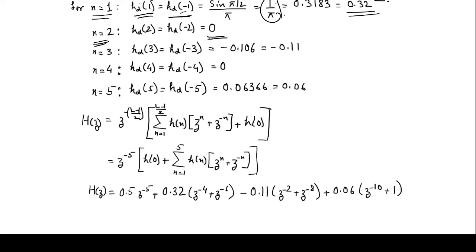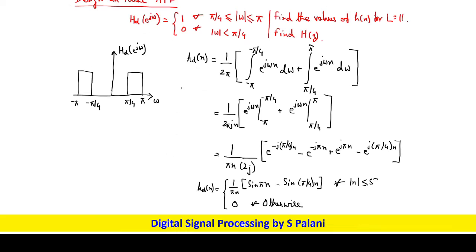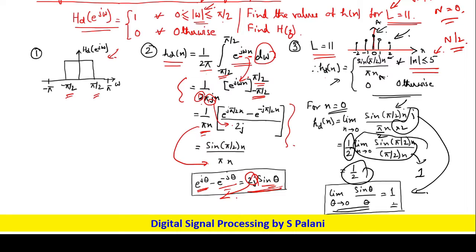If you put the value, you will get 0. N equals to 3 minus 0.111. N equals to 4, it is 0. N equals to 5, it is 0.06. Okay, now after you have got all these things, if you see in the previous case, we have started with minus n and we have gone into plus n.